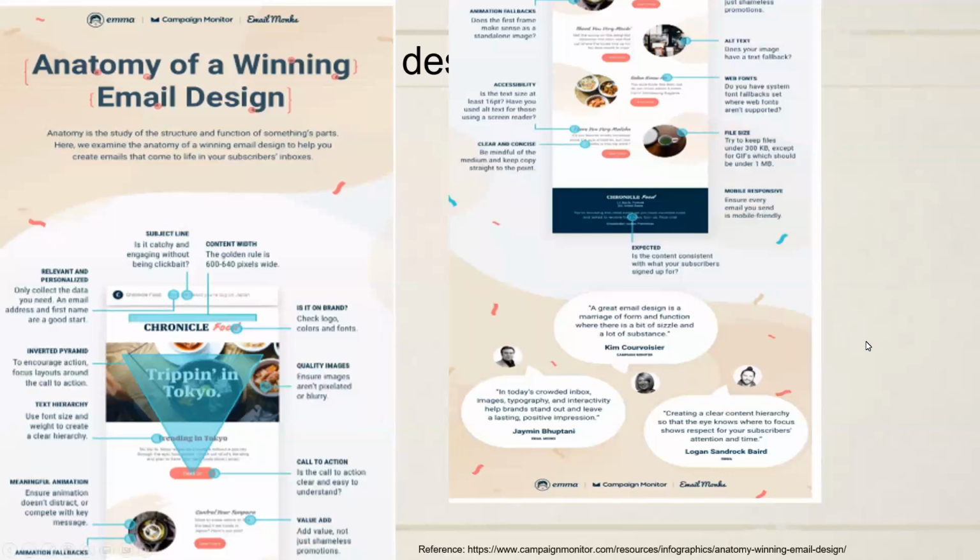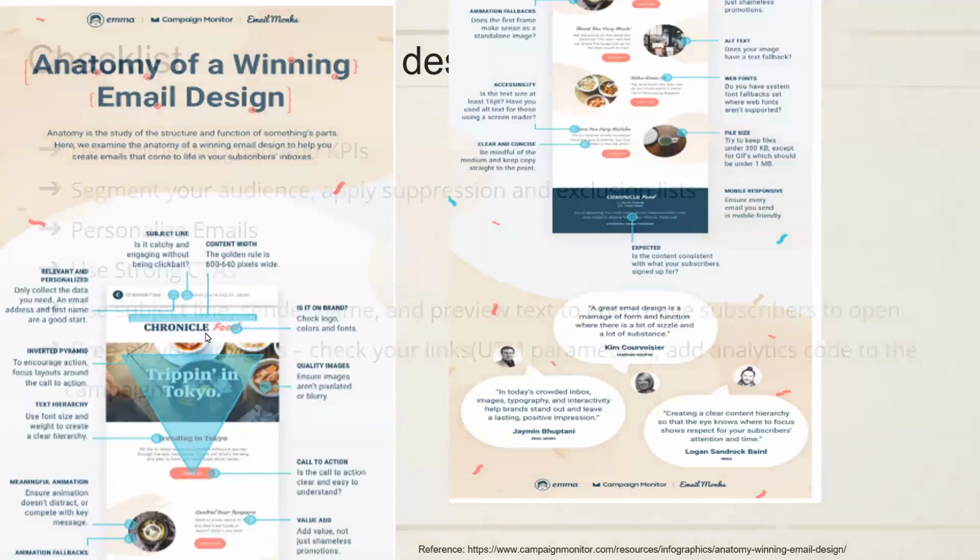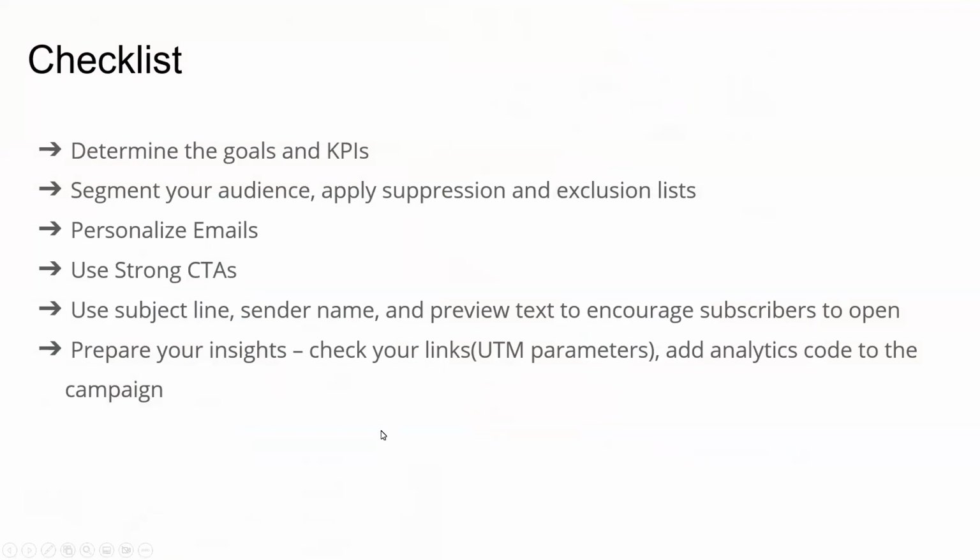So finally, I would like to share a checklist. These are all the things that need to be considered before sending, or during the creation, or after the creation of the email. So firstly, start with the goal in mind. What is the goal of the email? What are you trying to achieve with that email? And how should you measure the email performance?